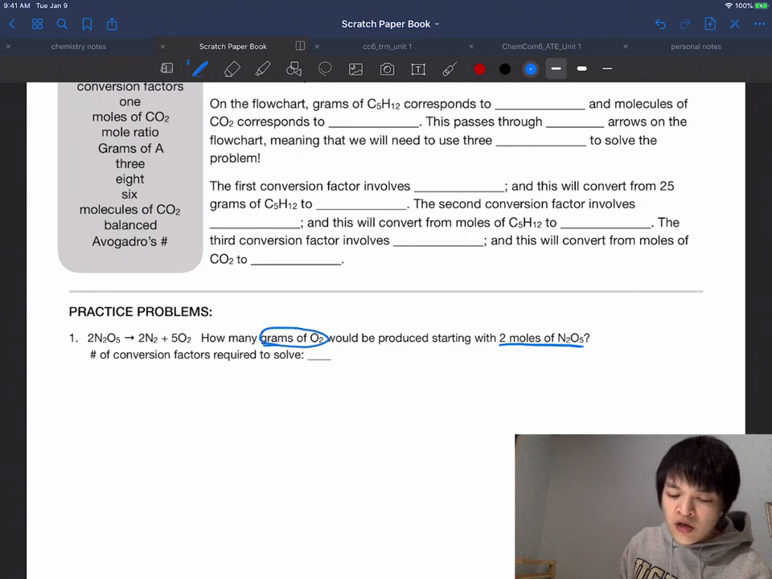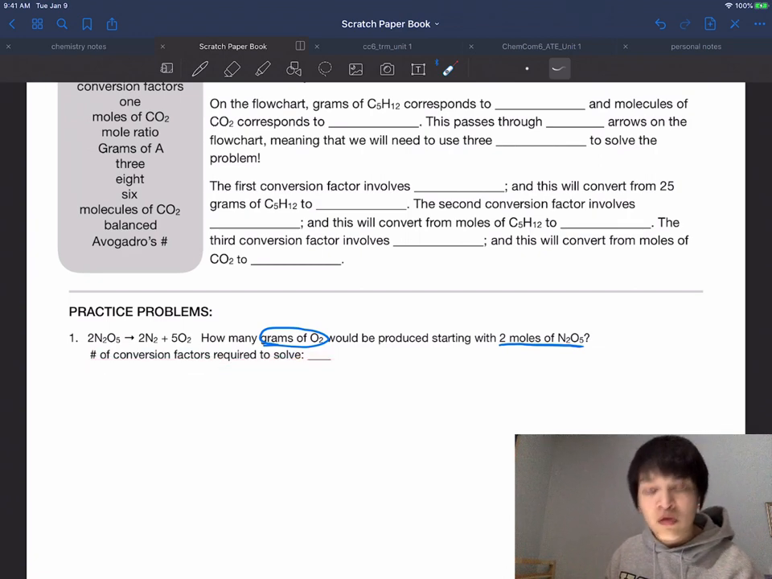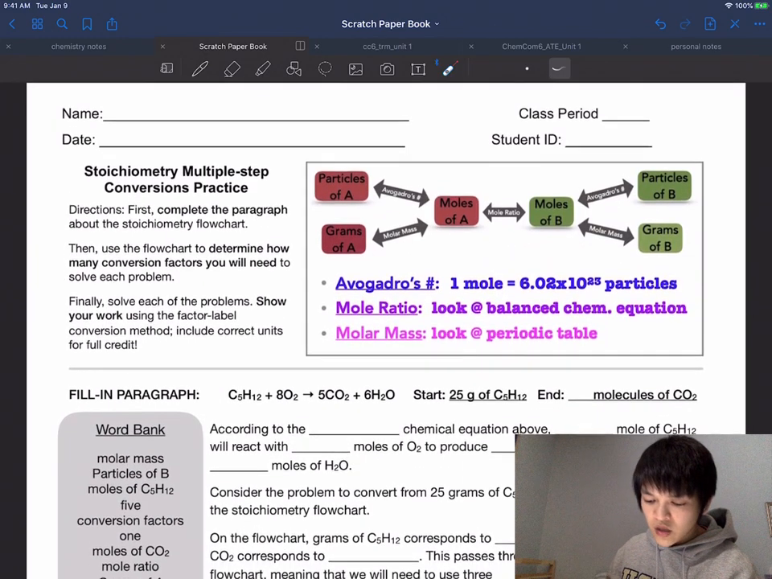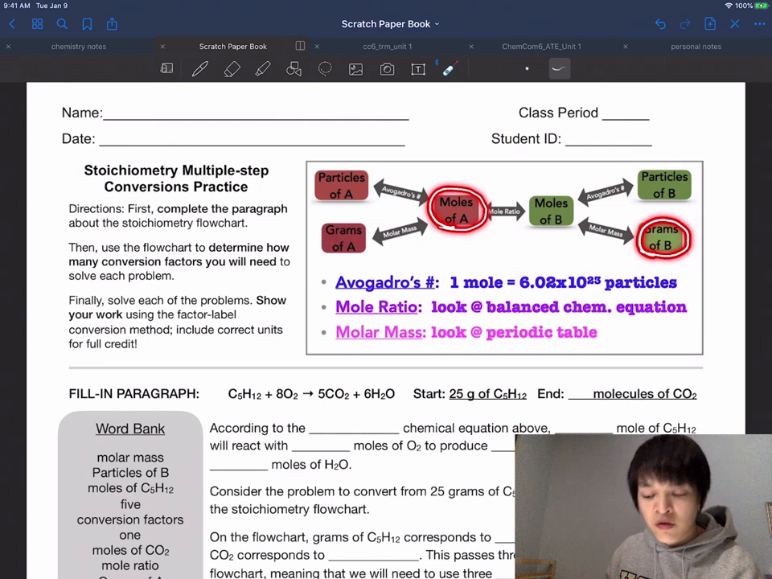Now, there is a scaffold here: the number of conversion factors required to solve this problem. How many do you need? Let's remember what we're starting from, moles of N2O5, and what we're trying to convert to, grams of O2. And look at the flowchart. We're starting from moles of one substance, and we're converting to grams of another substance. So this is where we're starting from and where we want to convert to.